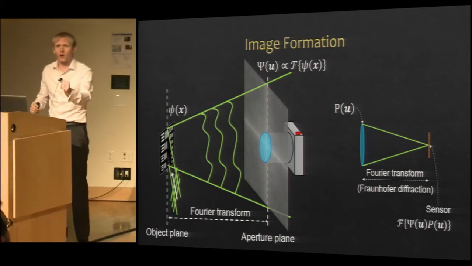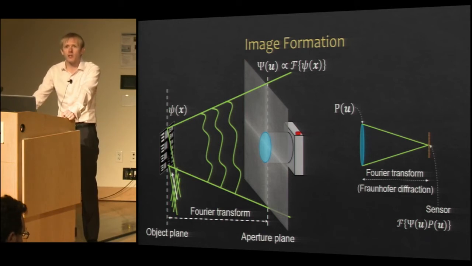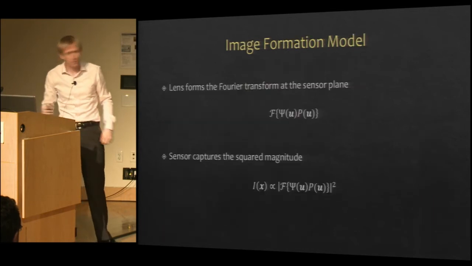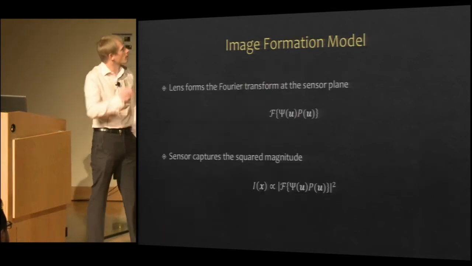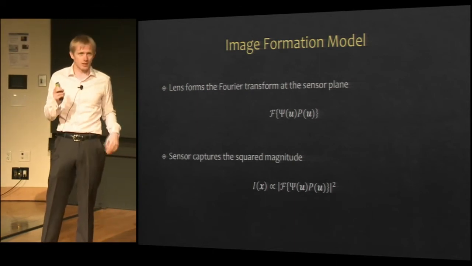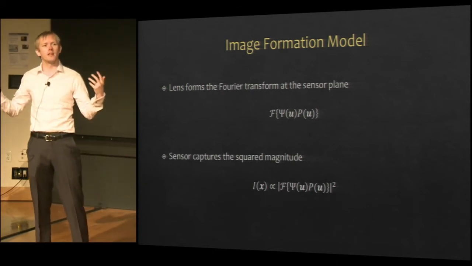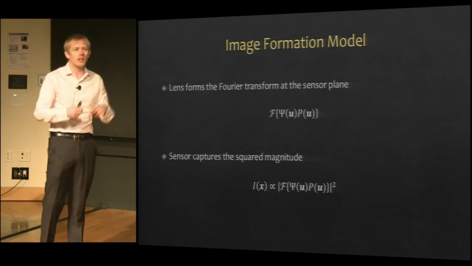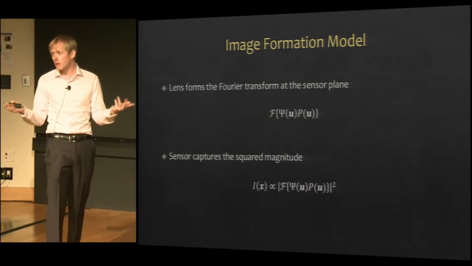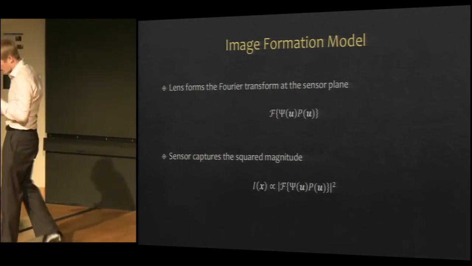However, once our incident plane hits the sensor, we have a nonlinear operation. So the lens forms the Fourier transform, but the sensor cannot capture the full field. This is operating at terahertz. Our electronics are insufficiently fast to capture it. And so we only end up with an intensity measurement, which is the square of the field's magnitude.